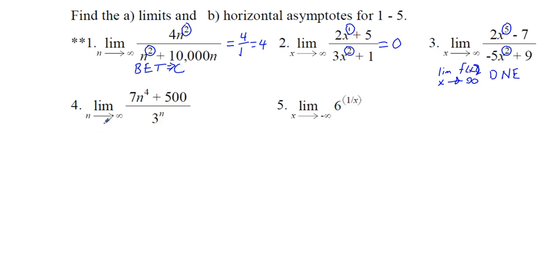Okay, 4. The limit as n approaches infinity of 7n to the 4th power plus 500 over 3 to the n. In this case, we have a polynomial up here.